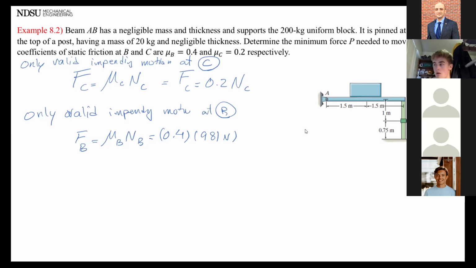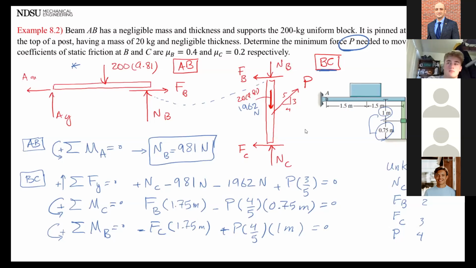Can we determine NC? How? Using NB and the weight of the post? NB and weight of the post. So you mean this NC shows up in this equation. So I can't figure it out because P is unknown. Any other suggestion from any other 80, 70 some people online?